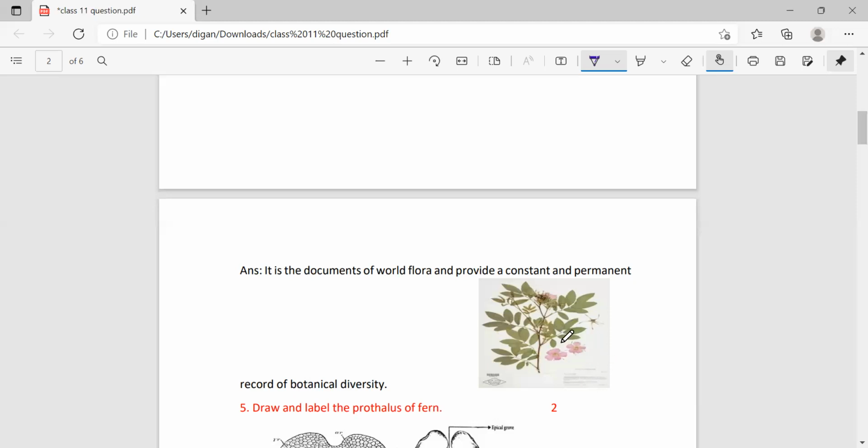These sheets are preserved so that in later years anyone can get the data from them. So in a simple sentence, you can say that it is the storehouse of collected plant specimens that are dried, pressed and preserved on sheets.